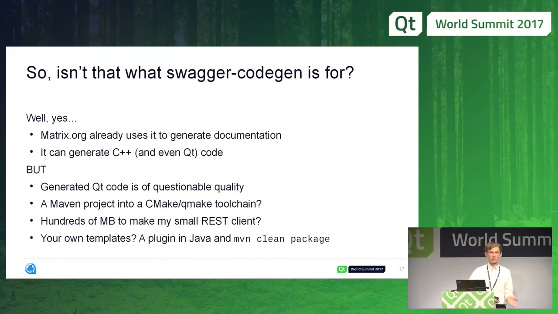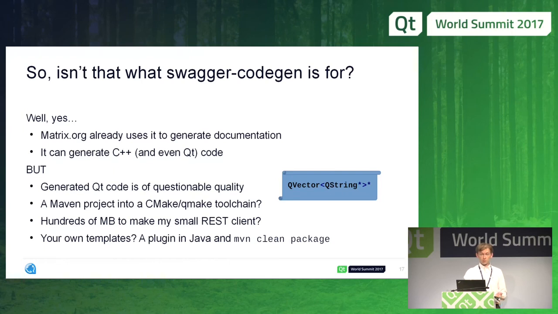Well, isn't this what Swagger CodeGen is for? Well, yes, Matrix.org already uses it to generate documentation, as I described earlier. It can generate Qt5 code, but the generated Qt code is of questionable quality. You know, QVector of QString, and then you have the pointers inside of QVector and a pointer to a QVector. It's 2017. What kind of code is this?